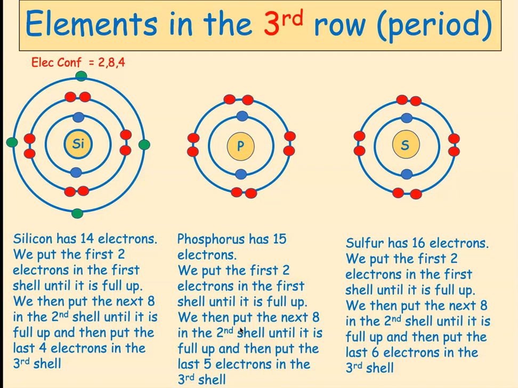Right, what I want you to do now is draw the outer shells for phosphorus, sulfur, chlorine and argon, and write the electronic configurations. Pause the video now, and when you're ready, restart it and check your answers.